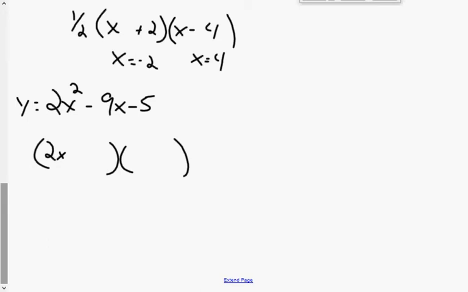2x squared we know is 2x times x, right? Now, factors of 5. What are multiples of 5? 5 and 1. 5 and 1, right? It's pretty easy. 5 is a prime number. So now what I do is I have to put 5 and 1 in here.